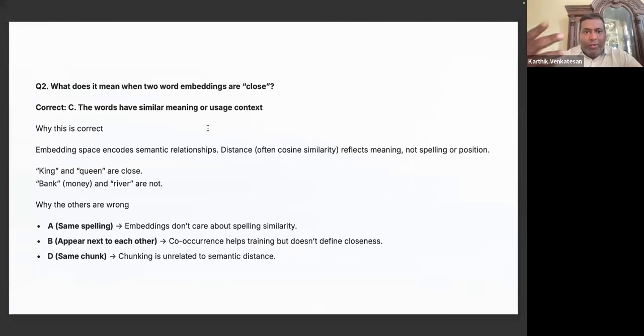Yeah. As I showed in the image, king and queen are close, so they will be stored in closer vectors in your vector database. Bank and river, they are definitely not closely stored.